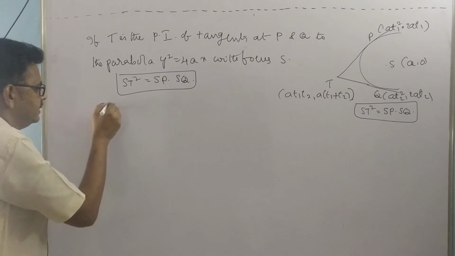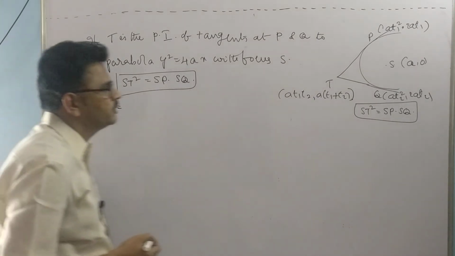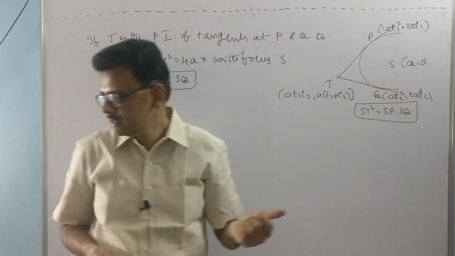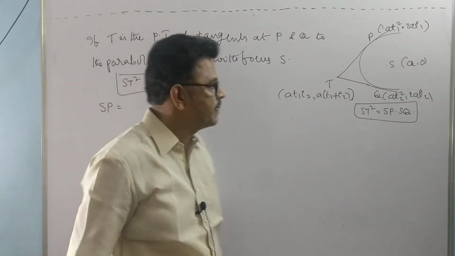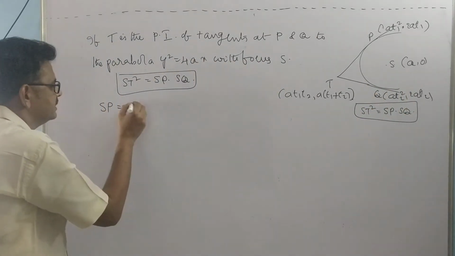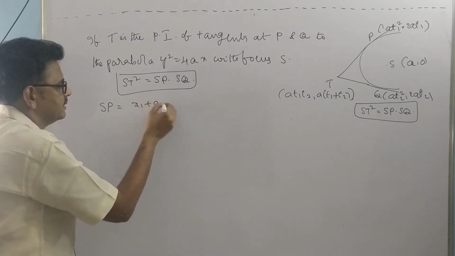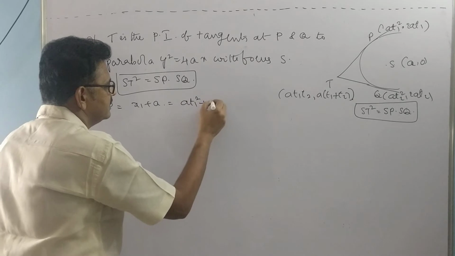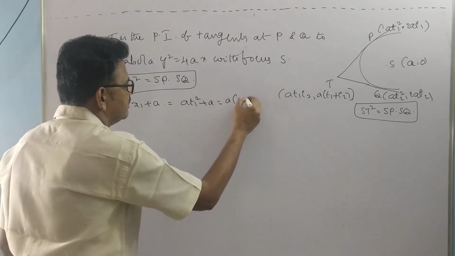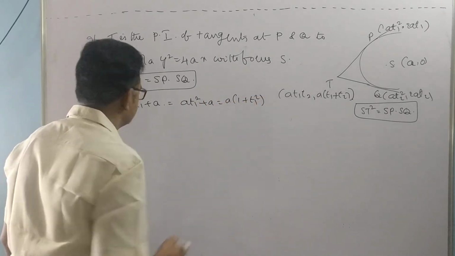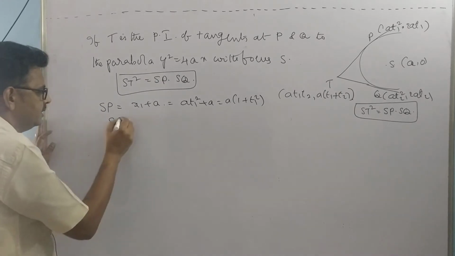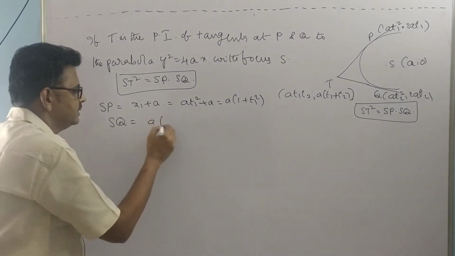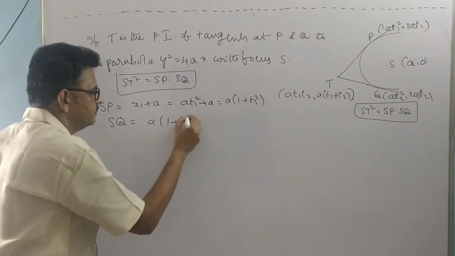Now SP, what is SP? It is called focal distance. The focal distance formula is mod of x1 plus a. That is equal to a t1 square plus a. If a is taken common, a into 1 plus t1 square. Similarly, SQ is a into 1 plus t2 square.